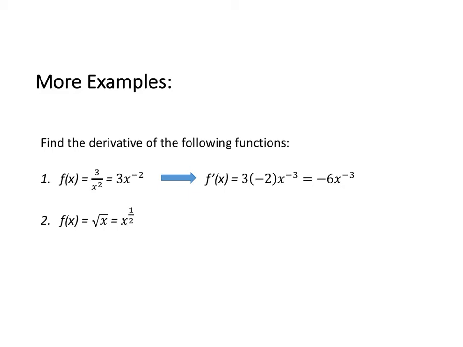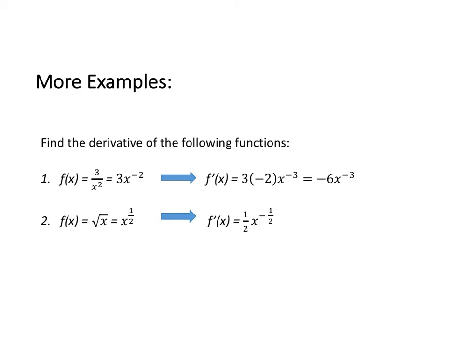So notice, now we take our 3x to the minus 2, we keep the 3, we bring the exponent down, that's the minus 2, all right? And we decrease the exponent by 1, and that makes it minus 3. So minus 2 minus 1 becomes minus 3, or the derivative becomes minus 6x to the minus 3. Now, obviously, we could move the x to the minus 3 down to the denominator, and it could become minus 6 over x to the third.